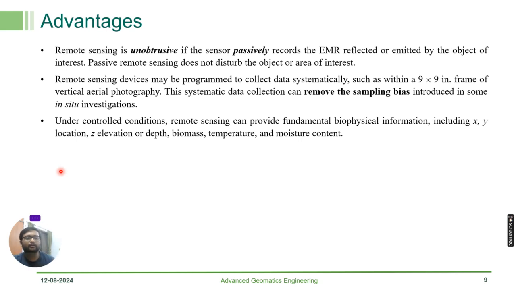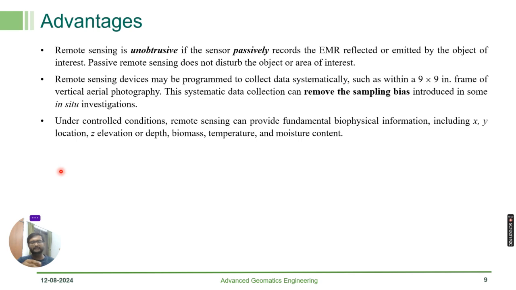Now, when we talk about remote sensing, there are advantages. The major advantage is that we can collect images of any particular area without harming the environment. It is passively recording whatever radiation is reflected back or emitted from the object of interest, so we are not disturbing the object. Let's say a forest: if you want to collect some data from the forest, you would go inside the forest and take the data.